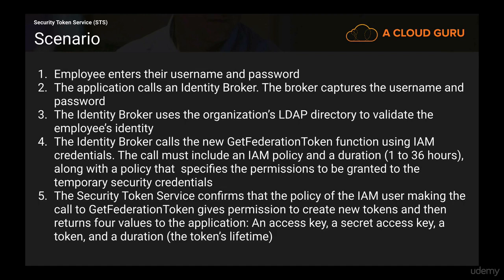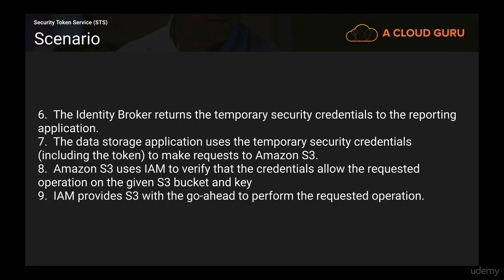Okay, in step 5, the Security Token Service then confirms that the policy of the IAM user making the call to GetFederationToken gives the permission to create new tokens, and then returns 4 values to the application: an access key, a secret access key, a token, and a duration, which is basically the token's lifetime, how long that token is valid for.